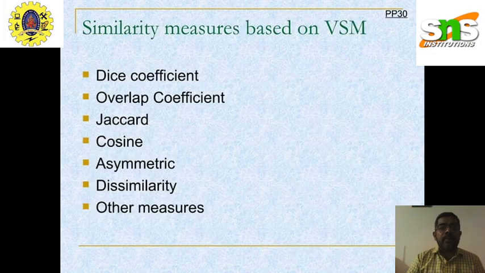And now let us see what algorithms are used for similarity measurement, based on VSM, the vector space methods. First is the dice coefficient, number 2 is the overlap coefficient, number 3 is Jaccard, number 4 is cosine, number 5 is asymmetric, number 6 is dissimilarity, and finally other measures. All these algorithms we will discuss in the next part of this video.